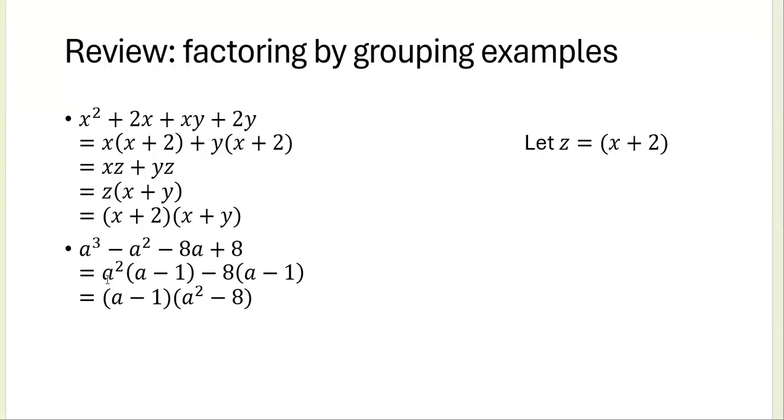It's a squared, so it becomes a squared times a minus 1. And the second group over here, the second pair, what's the GCF? We can factor out 8, but why don't we do a negative 8 instead? Okay, so it becomes a minus 1 inside the parentheses.